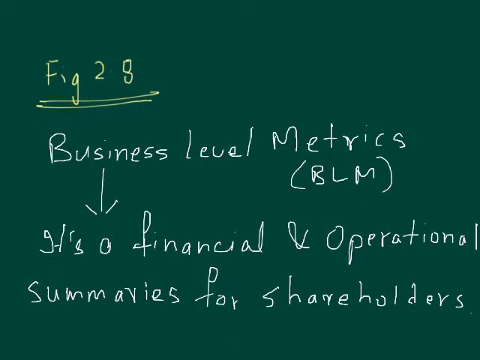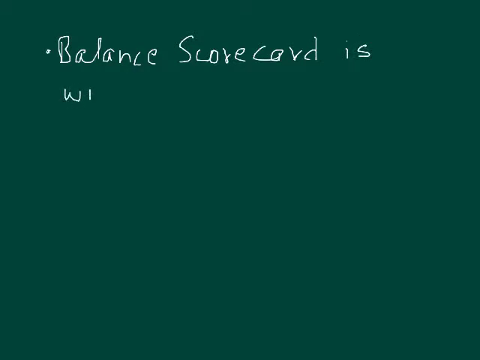So that's what a business level metric means. It's a financial and operation summary of your enterprise for the shareholders. So for this, if you remember in the previous lecture we talked about balanced scorecard. So for this, balanced scorecard is widely used here.